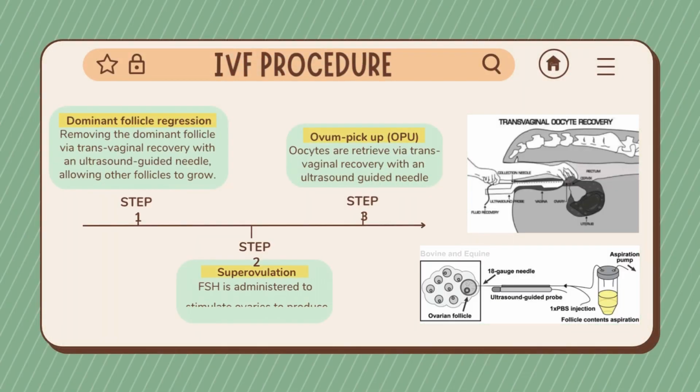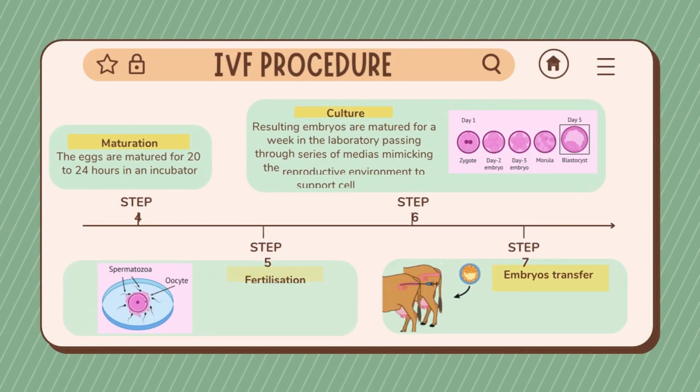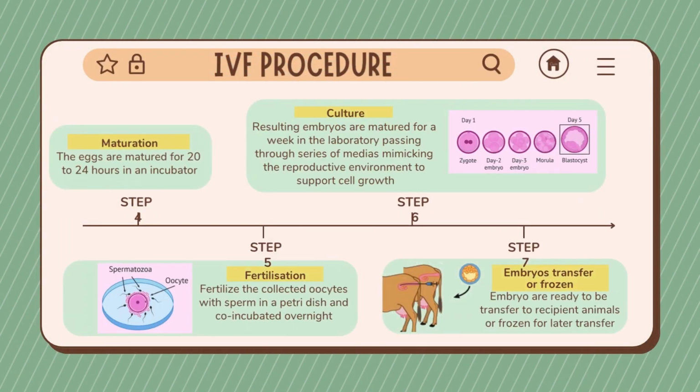Moving on to the procedure of IVF. The first step is that dominant follicles need to be removed first via transvaginal recovery with an ultrasound-guided needle to allow other follicles to grow. Next step is the superovulation, meaning that FSH is injected to stimulate the ovaries to produce more oocytes. Then, the third step is the ovum pickup, which is to collect the oocytes from the ovaries. The fourth step is the maturation process. The collected oocytes are then placed in an incubator to mature them for 20 to 34 hours.